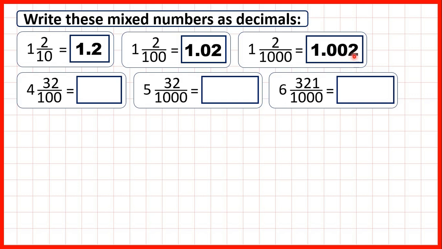Now, 1 and 2 thousandths is 1.002. That's because the third digit after the decimal point is the thousandths digit, and we need to show that we have 2 thousandths, so we need zeros in our tenths and hundredths.